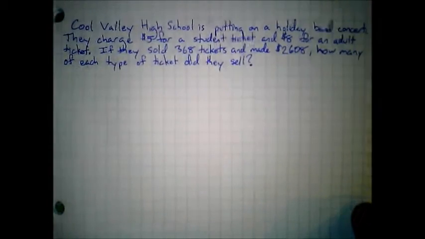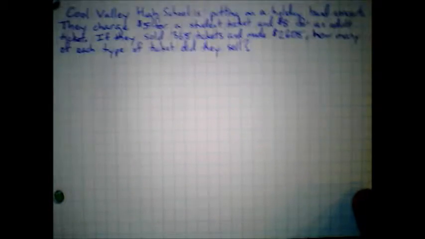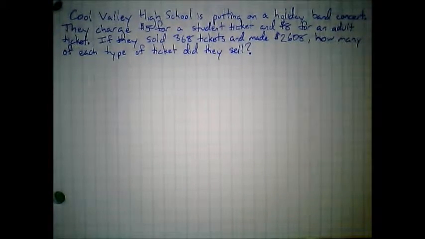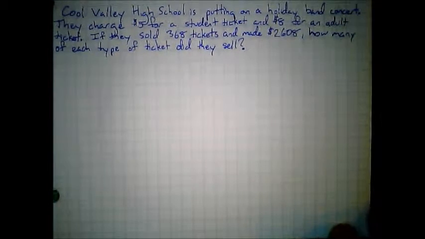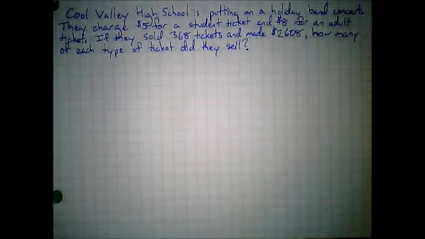Okay, the next example. Cool Valley High School is putting on a holiday band concert. They charge $5 for a student ticket and $8 for an adult ticket. If they sold 368 tickets and made $2,608, how many of each type of ticket did they sell? So again, press pause, take a moment to finish copying this down so you can press play and we can get started right away.